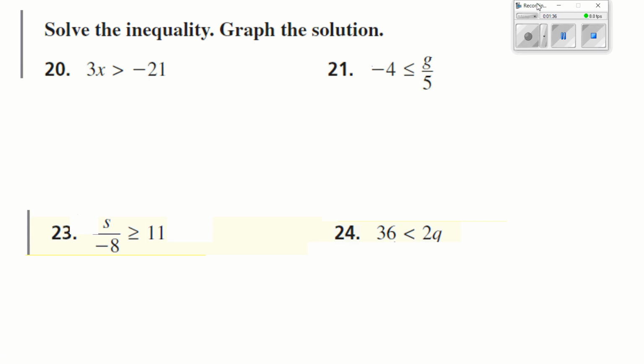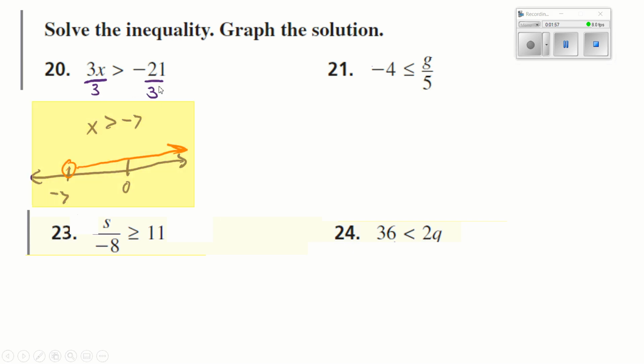Let's see. We got number 20. It says solve the inequalities, graph the solutions. I know these numbers aren't in order. They're just random things that were taken from the book. We got 3x is greater than negative 12. Everyone knows the opposite of multiplying by 3 is dividing by 3. So I will divide by 3 on both sides to get x by itself. Negative 21 divided by 3 is negative 7. And x is greater than negative 7 is my answer. I have an open circle and point to all the numbers that are bigger than negative 7.